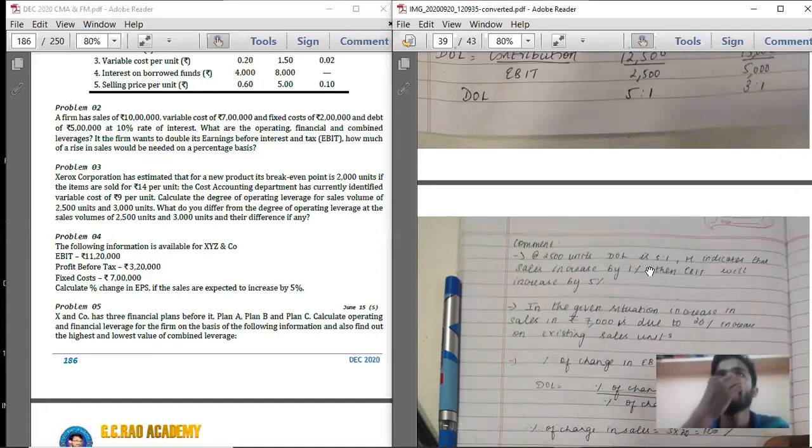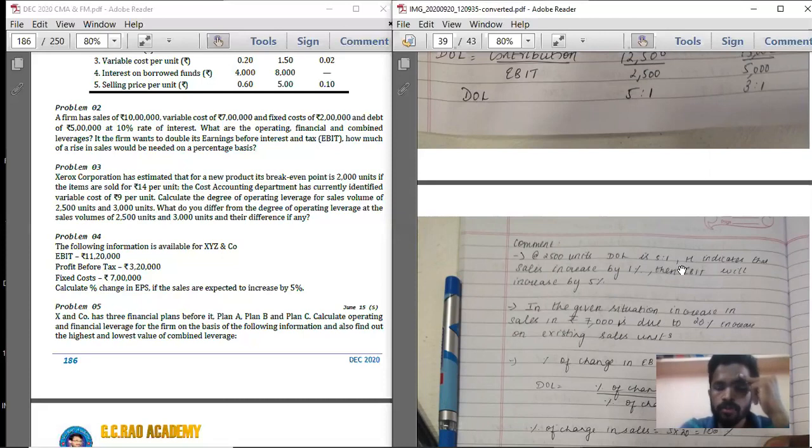This degree of operating leverage indicates, for every 1% increase in sales, what is the percentage increase in EBIT? Here DOL is 5:1. So it indicates that if sales increase by 1%, then EBIT will increase by 5%.